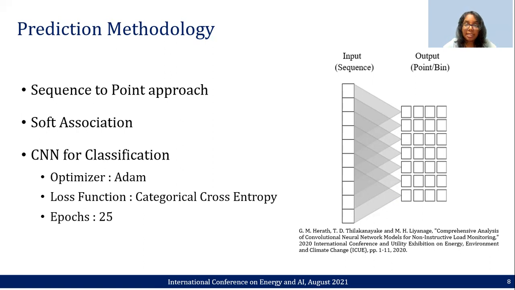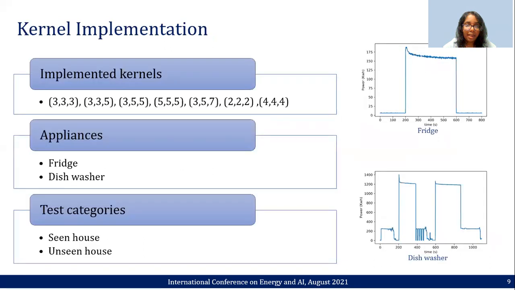The previously presented CNN architecture was used for the classification process, where we implemented the Adam optimizer, the categorical cross-entropy function, and test and train all our methods over 25 epochs. The mentioned kernel sizes, which include odd kernels such as 333 and 555, combinations of different sized kernels, which include 355 and 357, and even kernels such as 222 and 444 were implemented.